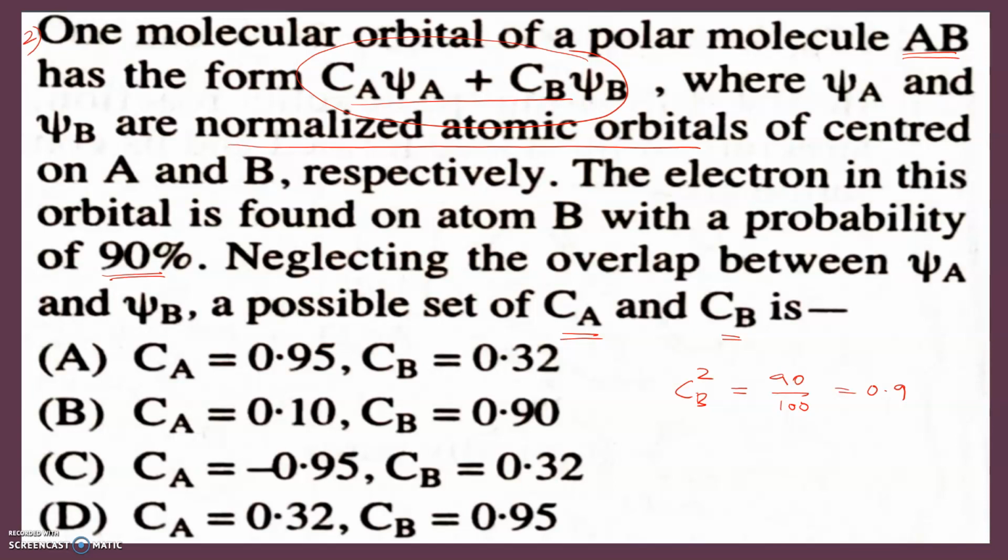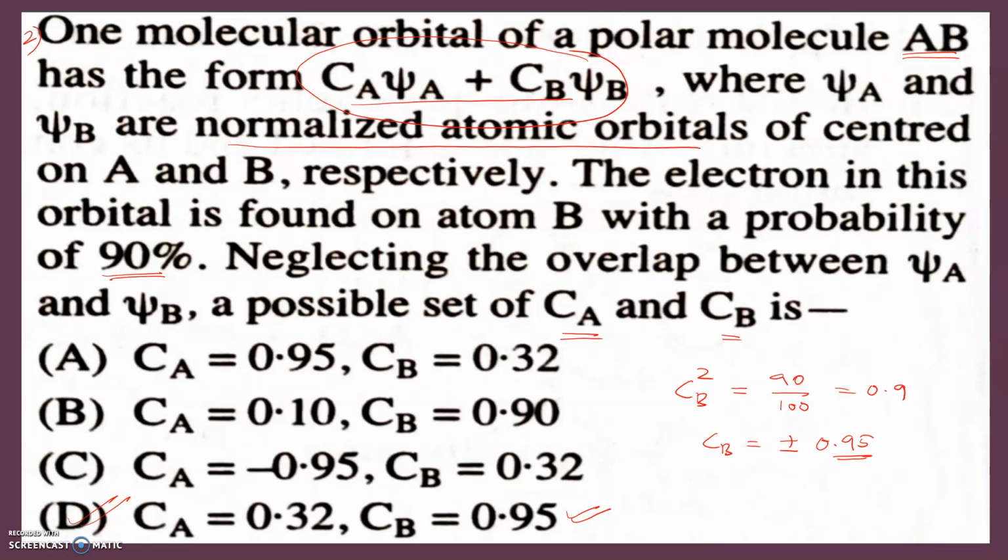Because the probability of finding the electron on atom B is 90% for the given molecular orbital, it means the square of the coefficient is 90%, which is 0.9. If you take the square root, you will get plus or minus roughly 0.95. So the coefficient Cb should be either plus 0.95 or minus 0.95. If you see the options, only this option has the value 0.95 for Cb. So the correct option for this question is option D.